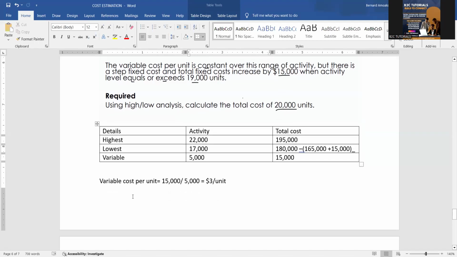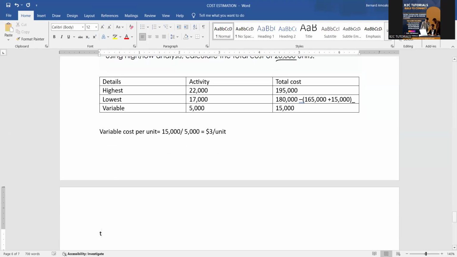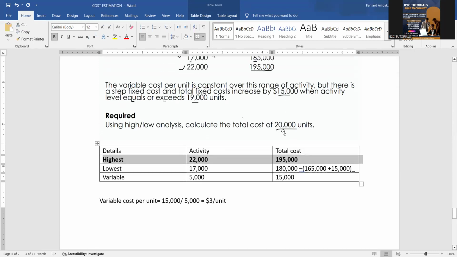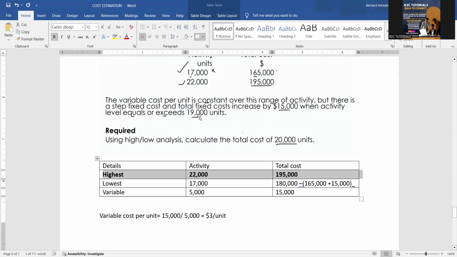So we are going to determine our fixed cost, knowing total cost is equal to total fixed cost plus total variable cost. We are going to pick the highest at this level because this already has the 15,000 captured here. And whatever we are asked to do is 20,000, which is above the 19,000. So we can't pick the lowest and substitute it in. So here we'll pick the highest and substitute it in there.